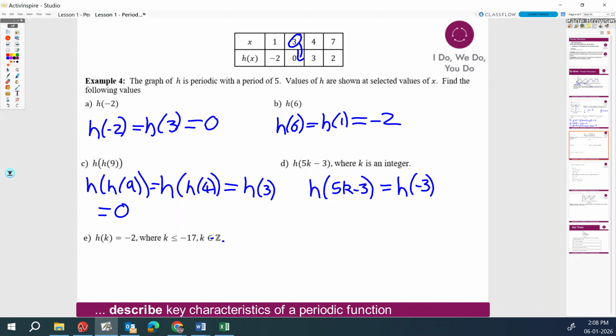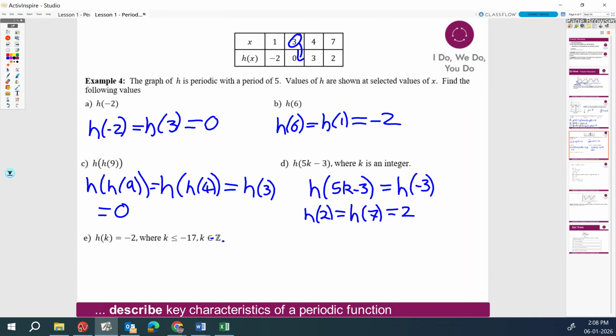Once we get to minus 3, we can try and bring it into the table by adding a 5. If we add 5 to that, we get 2. 2 is not in the table. The table's not complete. We add another 5 to that, which brings us up to 7. 7 is in the table, so the answer there is 2.